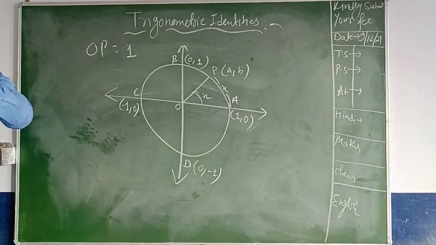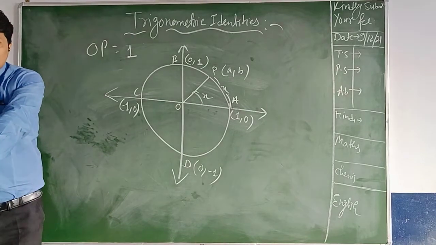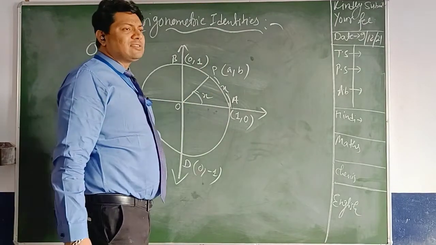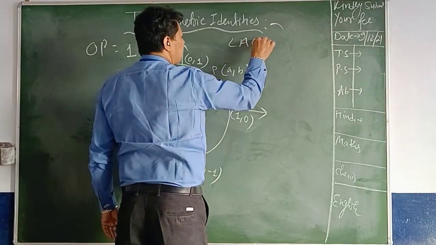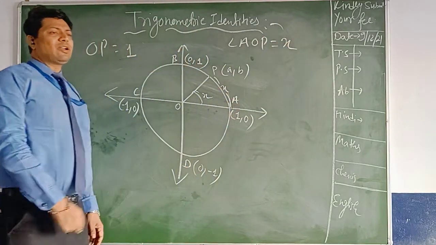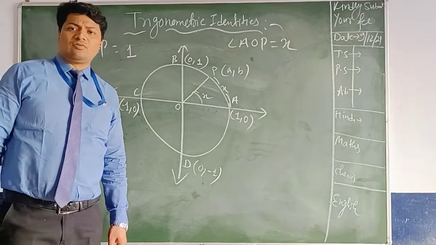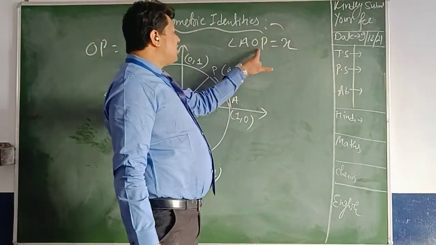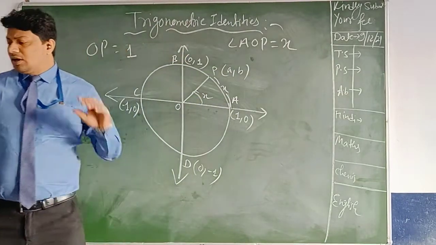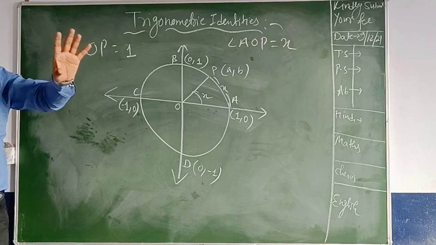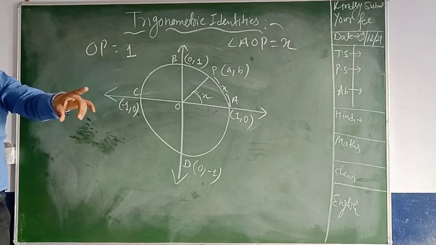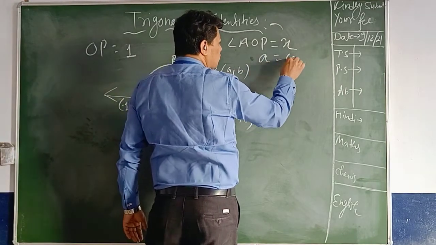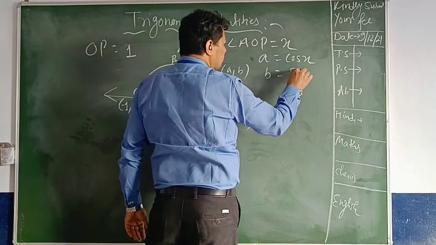If you are talking about angle AOP, that is simply x. Everybody knows, angle means the amount of rotation, the value of the angle. So angle AOP equals x. Now what will we do? Simple thing. Everybody knows, as I told in the last class, that a is equal to cos x and b is equal to sin x.